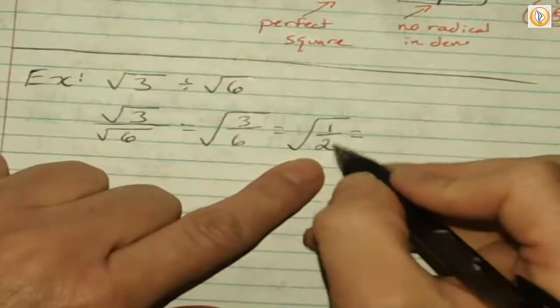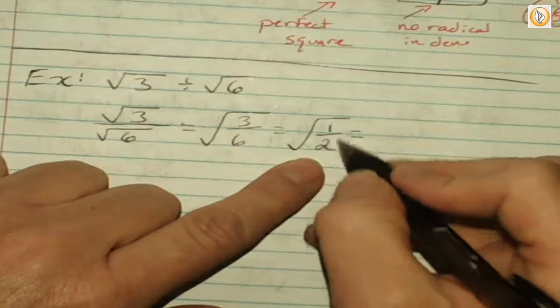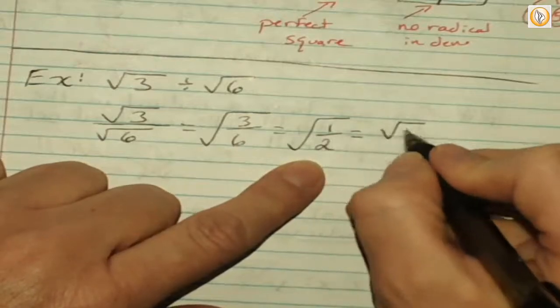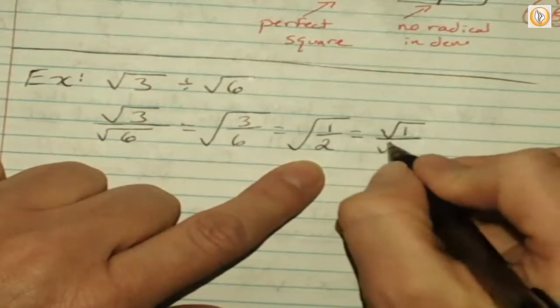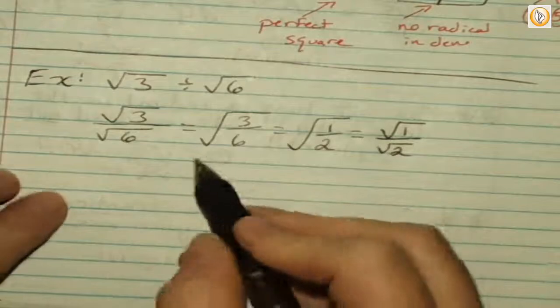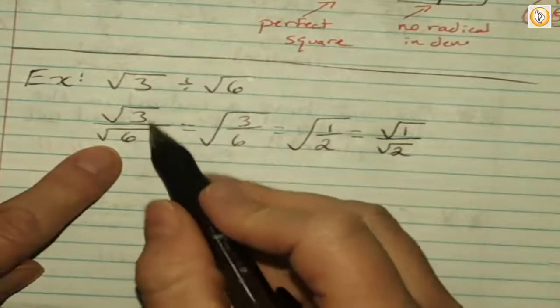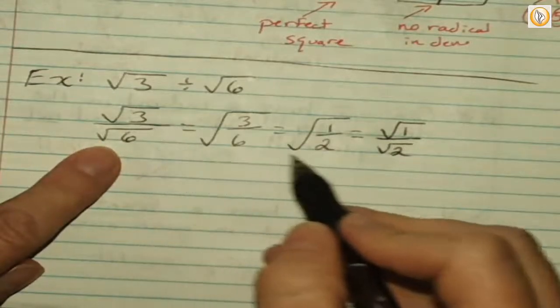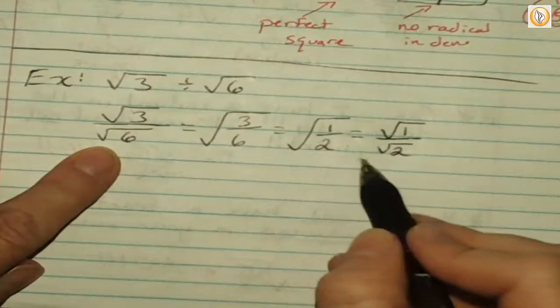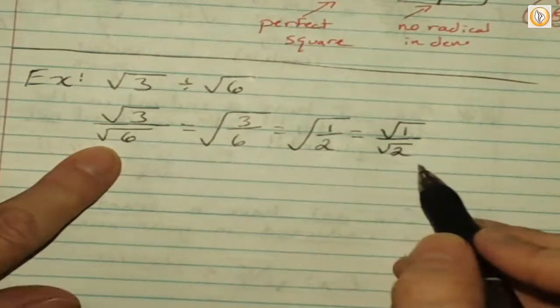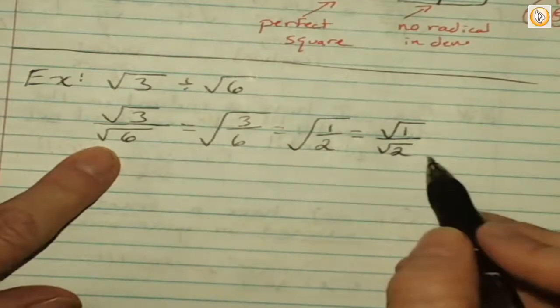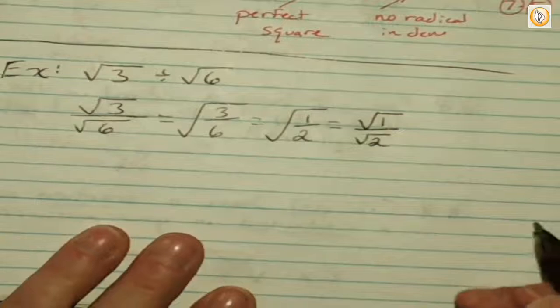Can we have a fraction under the radical sign? No, ma'am. So I have 1 over square root of 2. Now, could we have done that right here? Well, yes. You see what I'm saying? Some of you are going to get to that point where you are able to skip some steps. But right now for notes, we're going to just do it step by step.